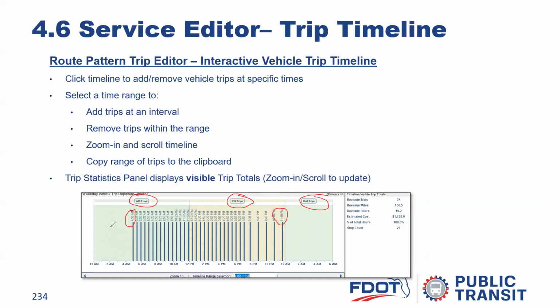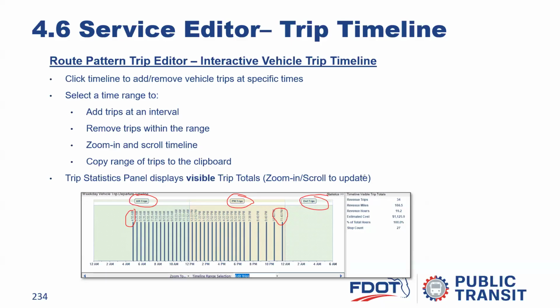And these align with the previous slide where we had the list of trip groupings. And both of these are editable, right? So you can edit within the timeline or you can edit in the trip grouping. All right, so in the timeline, you can add trips at an interval. So you can actually click and hold and drag and insert trips within an interval. You can individually click and add trips. You can zoom in and scroll the timeline. You can copy a range of trips to the clipboard and then paste them into another pattern.